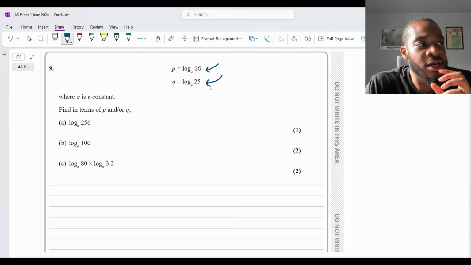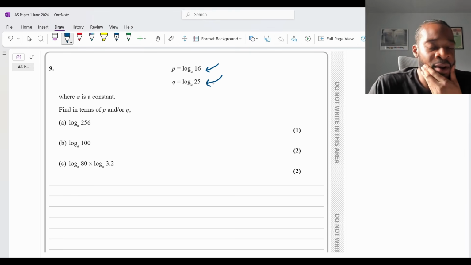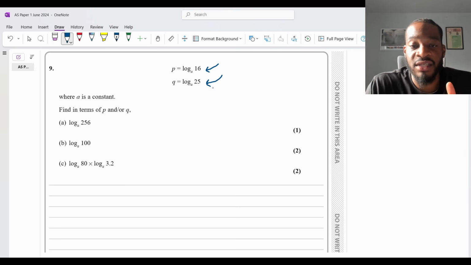This type of question came up in 2023, the A2 paper, the actual A-level exam. I think it was paper 1. I can't remember what question, maybe 6, 7, or 8. It was towards the beginning. But I'll definitely recommend having a go at that one after this one as well. But yeah, you just want to basically use these as points of reference.